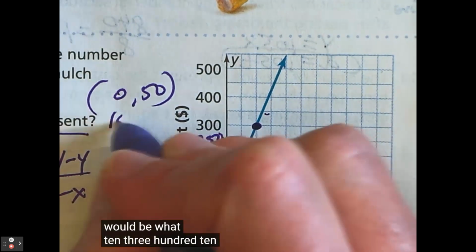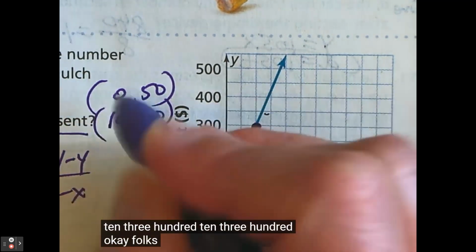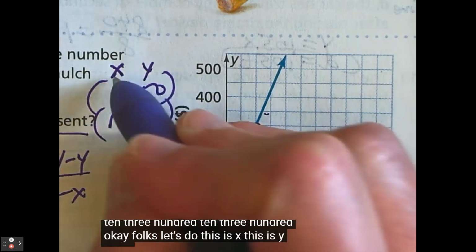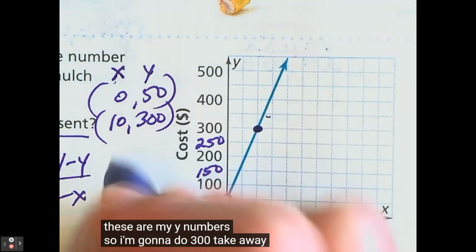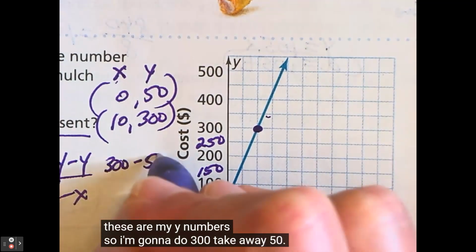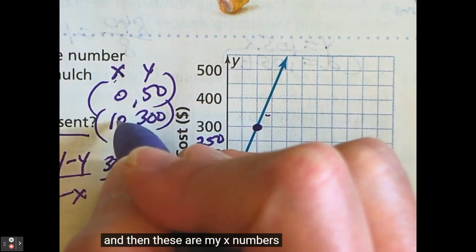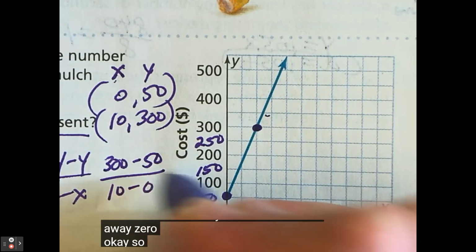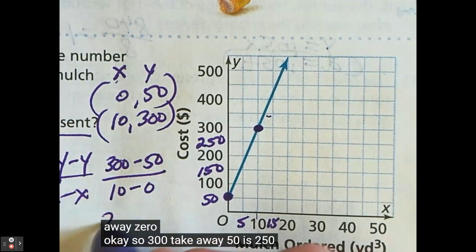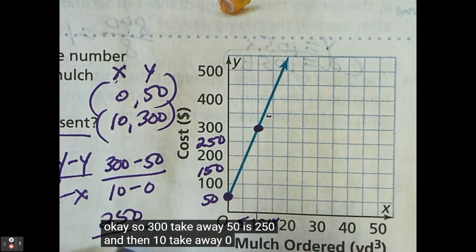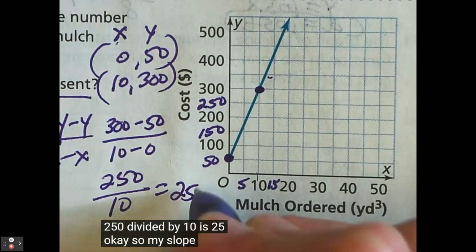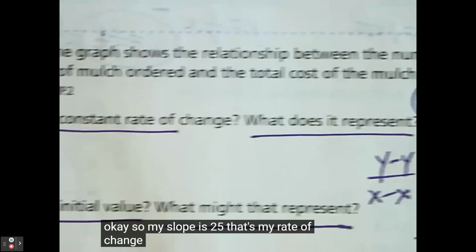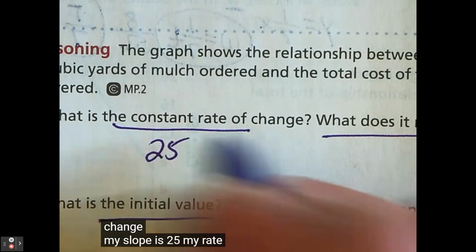So that would be what? 10, 300. Okay, folks, this is x, this is y. Every ordered pair is written x, y. So these are my y numbers. So I'm going to do 300 take away 50. And then these are my x numbers, 10 take away 0. Okay, so 300 take away 50 is 250. And then 10 take away 0 is 10. So then 250 divided by 10 is 25. Okay, so my slope is 25. That's my rate of change.